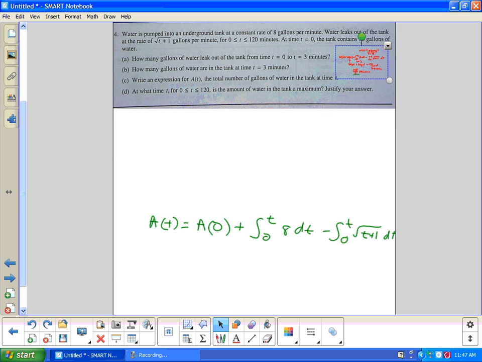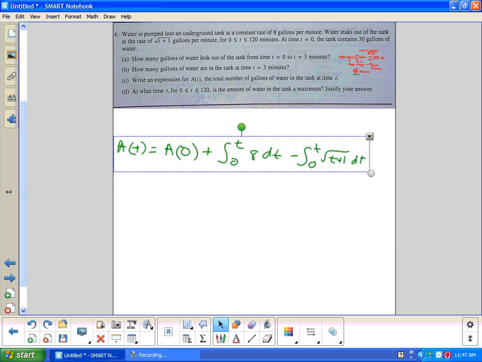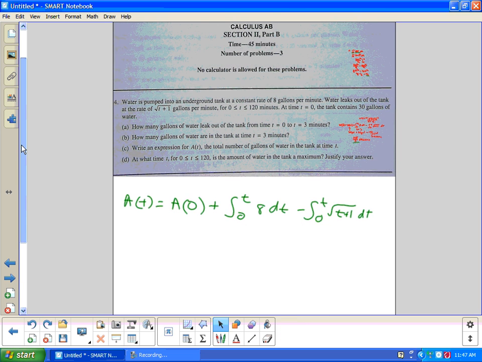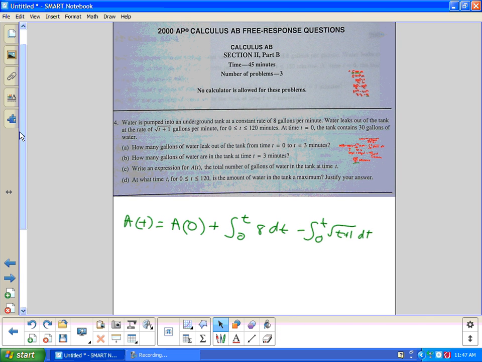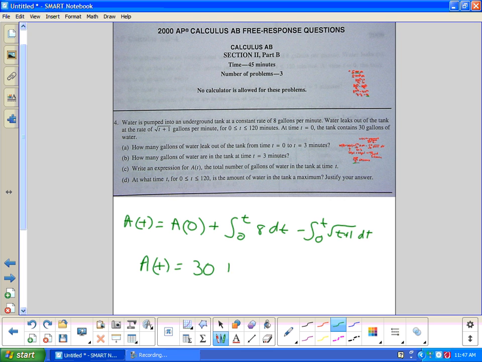They're going to want you to put in the numbers, okay? And I think we know that, so our A sub t equals 30 plus, and remember our integral rules. Since these are the same limits on both of these integrals, I'm going to go 0 to t of 8 minus the square root of t plus 1 dt. And that should be the function.